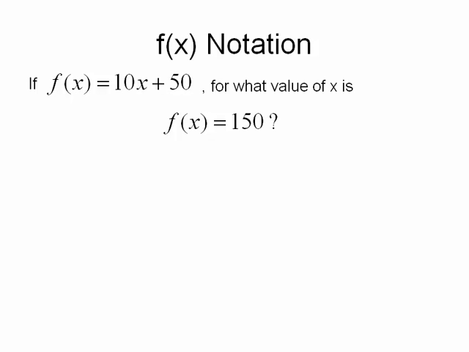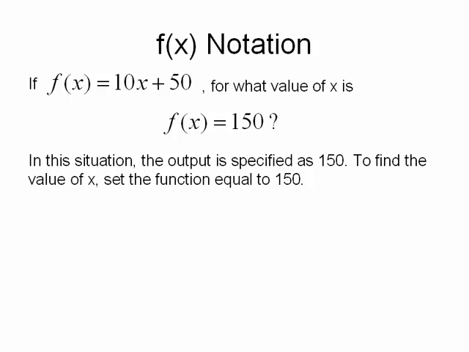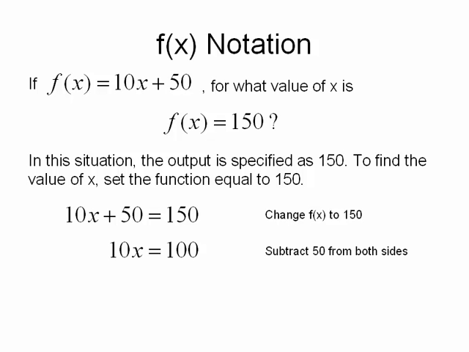Now, if f of x is 10x plus 50, for what value of x is f of x equal to 150? In this situation, the output is specified as 150, and to find the value of x, we need to set the function equal to 150. So the first thing I do is I take my formula, 10x plus 50, and I set that equal to 150. Now I'll subtract 50 from both sides, giving me 10x equals 100. Divide both sides by 10, I get x equals 10.